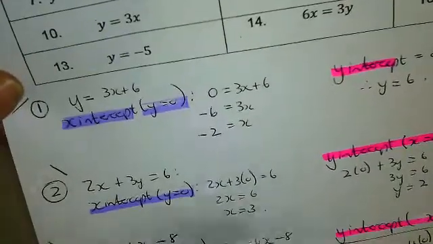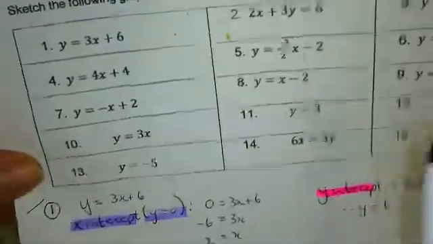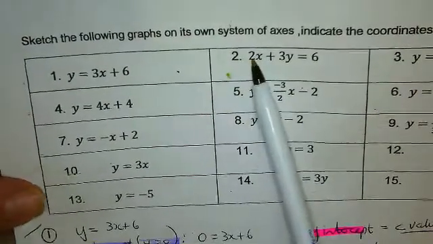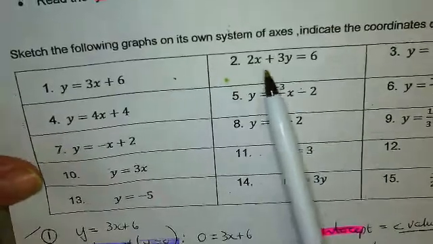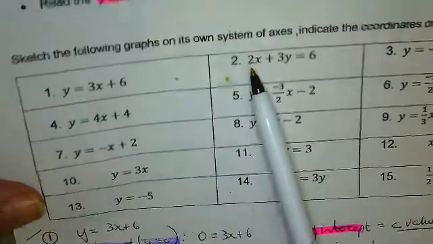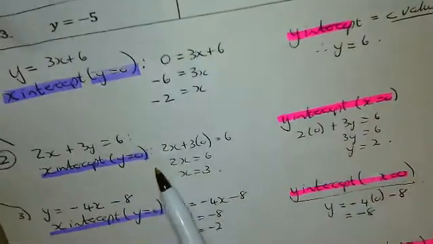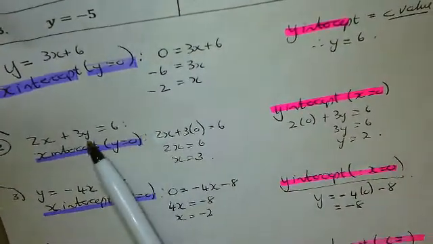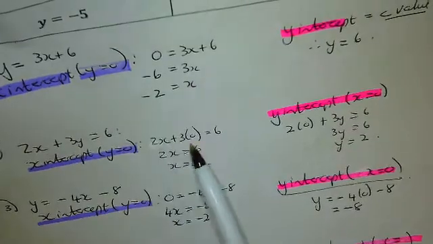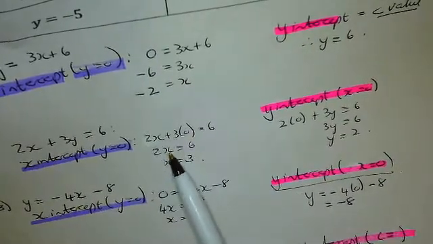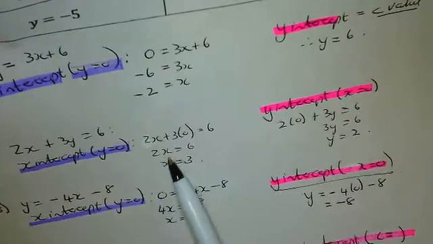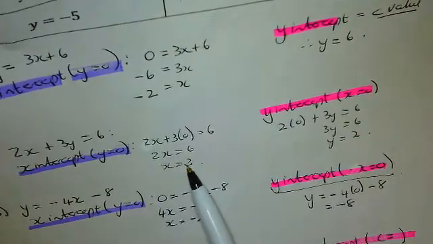Okay, the same with number 2. This is now not in the y form. So I've got 2x plus 3y equals 6. So to calculate then the x-intercept, you make y equal to 0. So into the place of the y, you substitute a 0. Anything times 0 will be 0. So I've got 2x is equal to 6. Solve for x. We've got x-intercept 3.